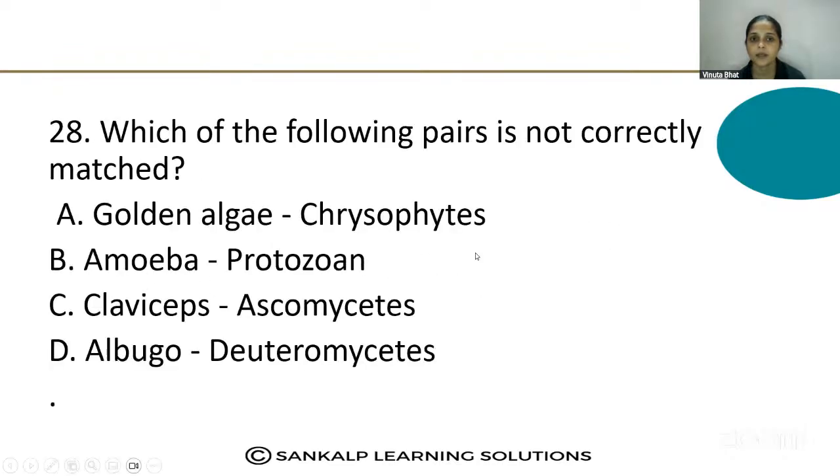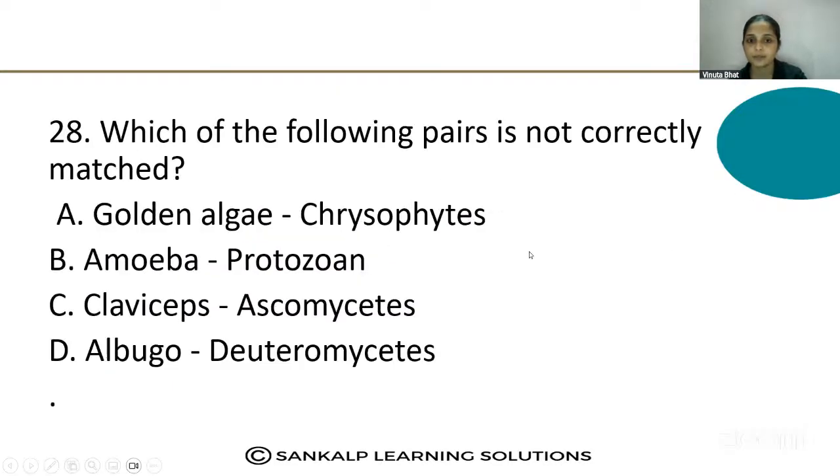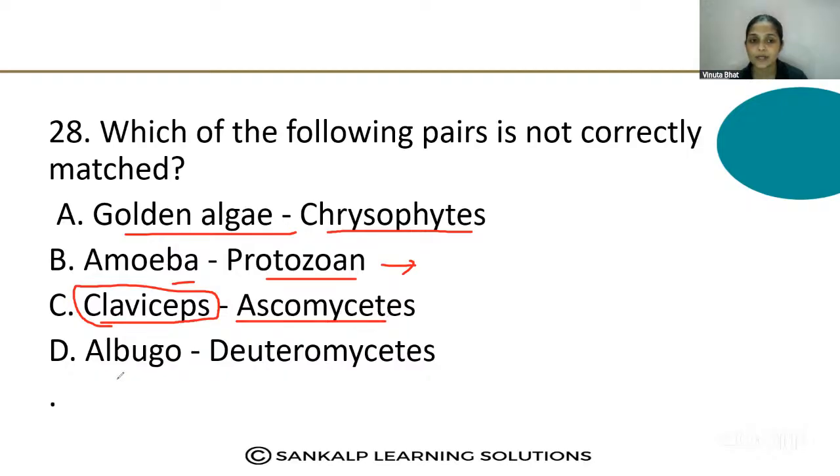Next question. Which of the following pairs is not correctly matched? So you have to find out the incorrectly matched pair. Here: golden algae, chrysophytes; amoeba, protozoan; claviceps, ascomycetes; albugo, deuteromycetes. Which one of the following is not correctly matched? Option A, golden algae, that is the chrysophytes, right? Amoeba, yes, amoeba is a type of protozoan. Claviceps is an example of ascomycetes. But albugo does not come under the deuteromycetes.